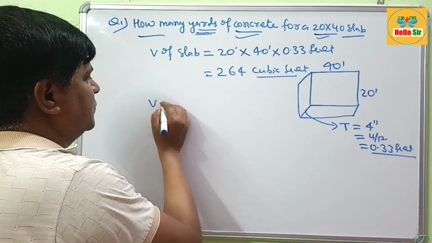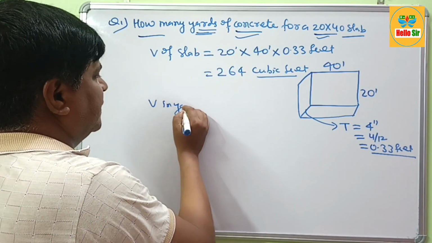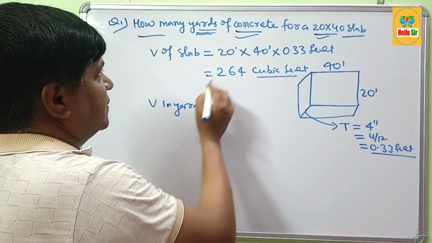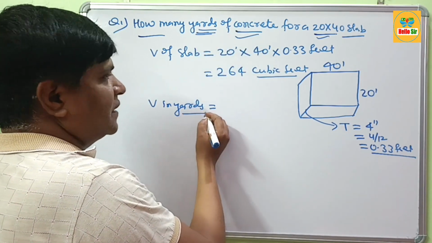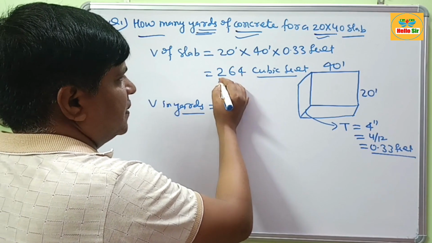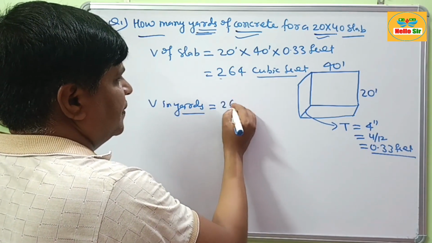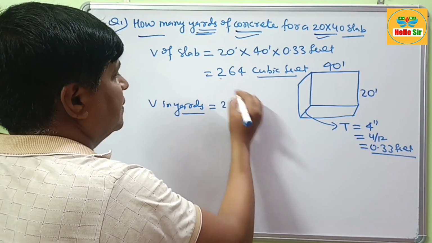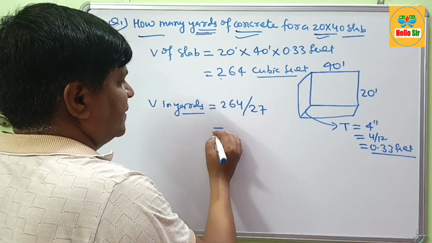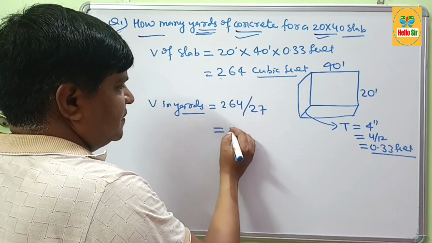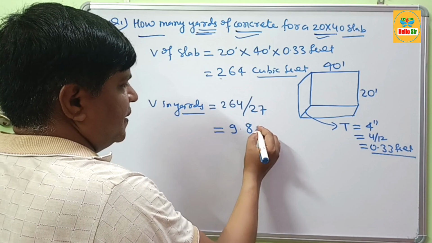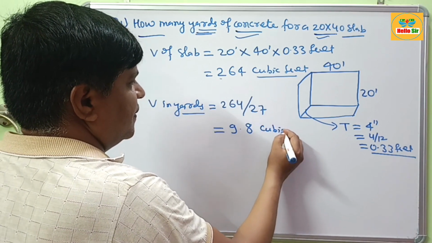Now the volume in yards. If you calculate the required quantity in yards, you simply divide the cubic feet by 27, and when you divide, this will come to about 9.8 cubic yards.